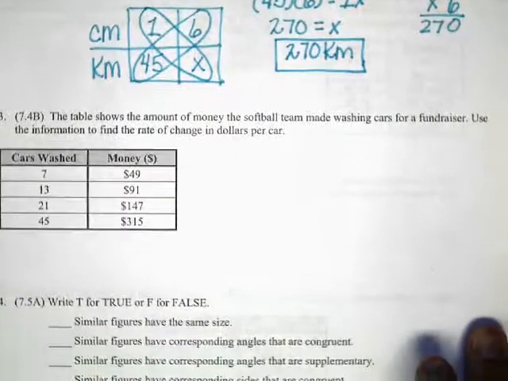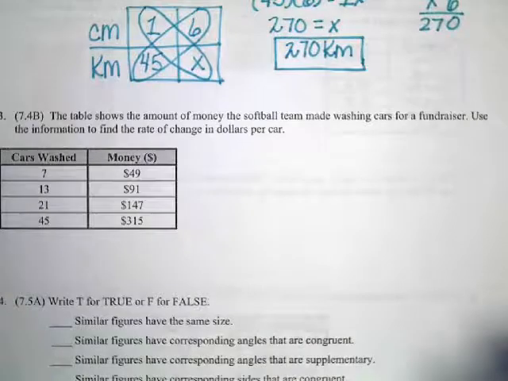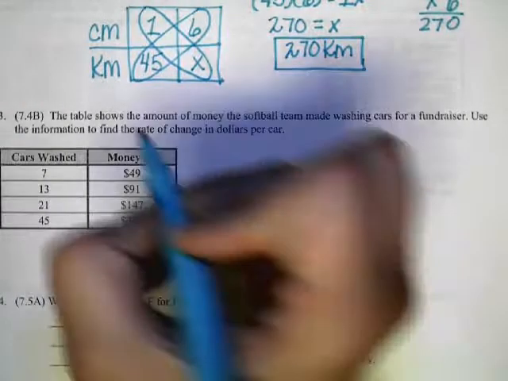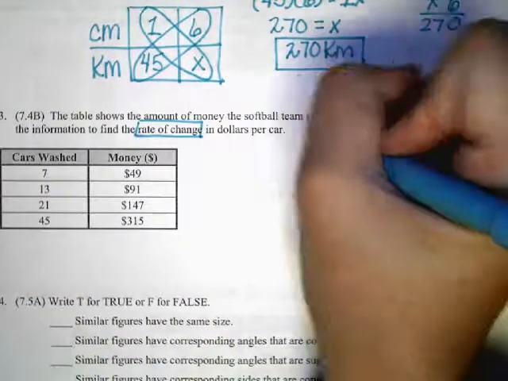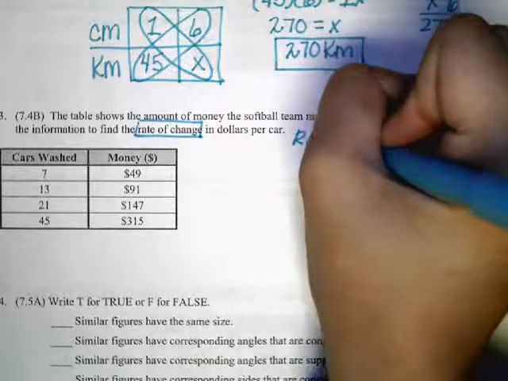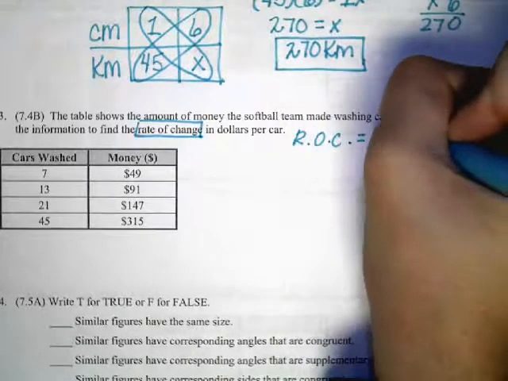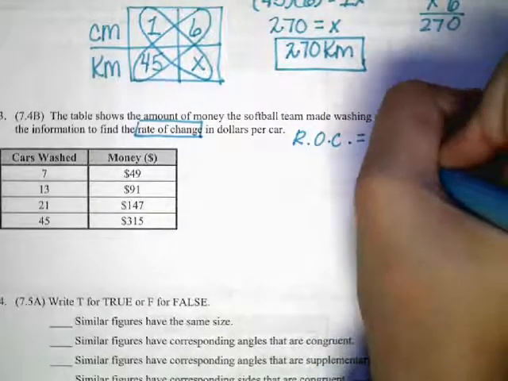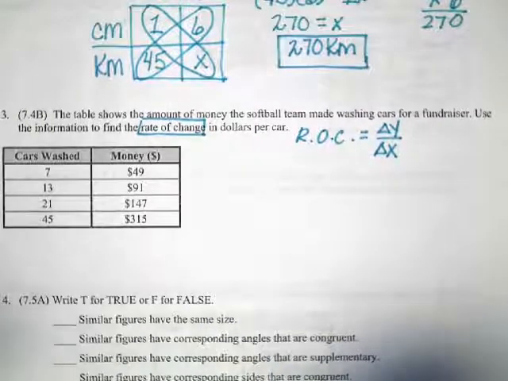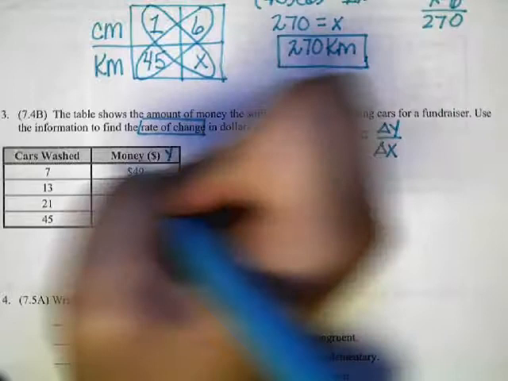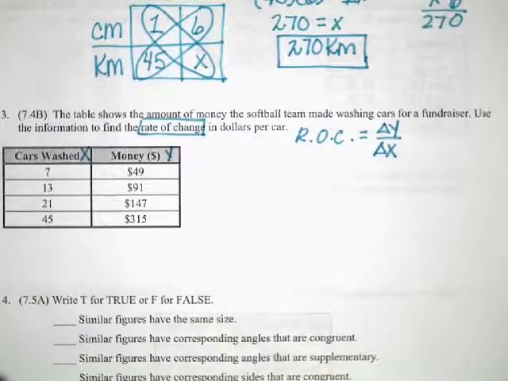Question 3. The table shows the amount of money the softball team made washing cars for a fundraiser. Use the information to find the rate of change. Remember, rate of change is your change in y values divided by your change in x values. So you need to find your change in y values. Your y values are your money and your x values are your cars washed.